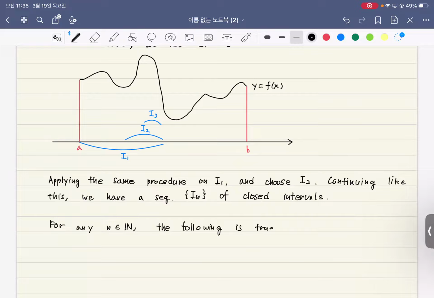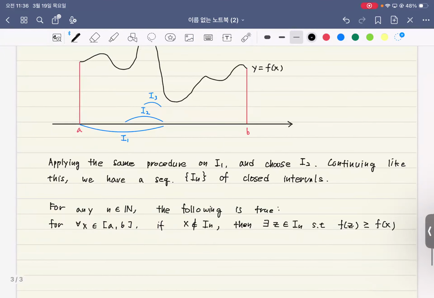For every x in AB, if x is not in IN, then there is a point z in IN such that f of z is greater than f of x. Okay, because of the construction of these closed intervals.